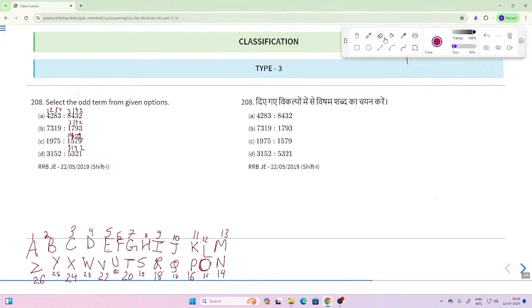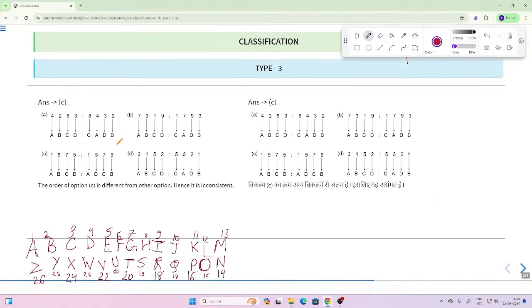Hence, C is the odd one out because it does not follow the jumble pattern of the remaining numbers. ABCD becomes CADB, or 3142 as I was calling it. And option C is the only one that does not follow this pattern. Hence, it is the odd one out.